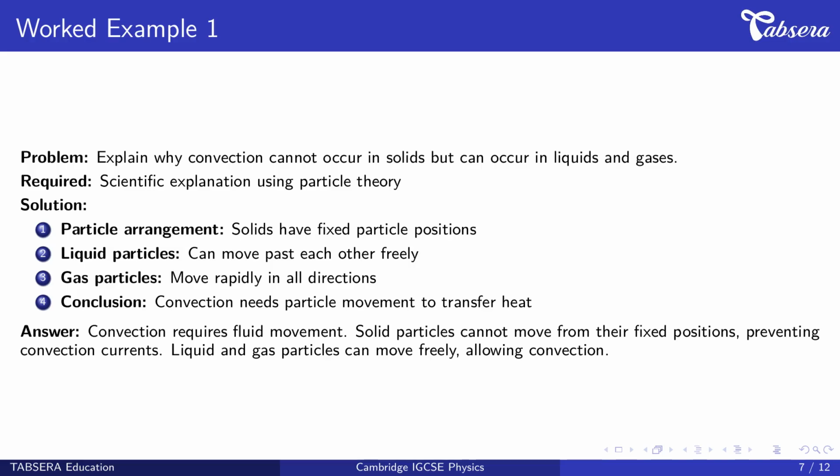Step 4. Draw the conclusion. Convection needs particle movement to transfer heat energy from one place to another. The answer is, convection requires fluid movement. Solid particles cannot move from their fixed positions, preventing convection currents from forming. Liquid and gas particles can move freely, allowing convection currents to develop and transfer thermal energy.